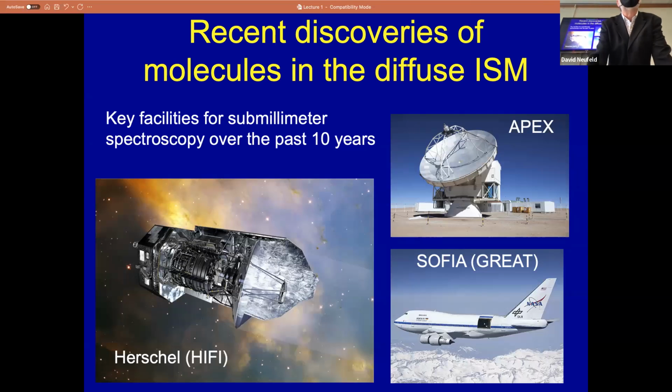Yeah, Howard. I think in the case that the Herschel HIFI spectrometer discovered some molecules like OH+, for example, and SOFIA has discovered, but it can certainly observe molecules. That's true. OH+ was actually first detected from APEX from the ground by Carl Menten and collaborators.